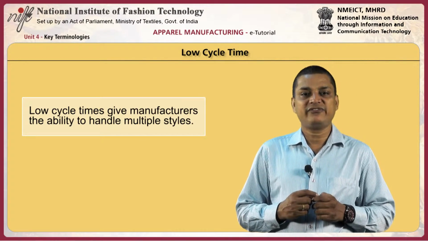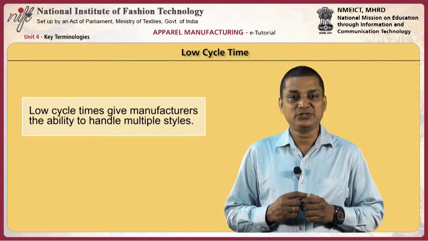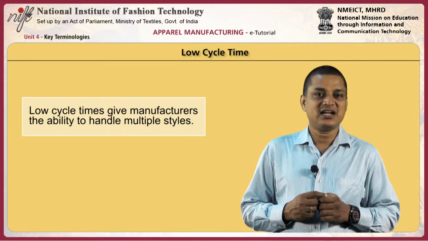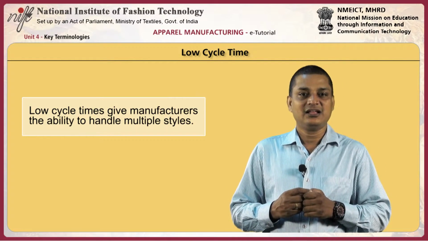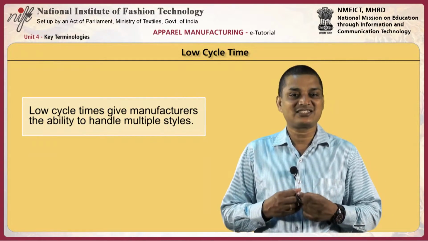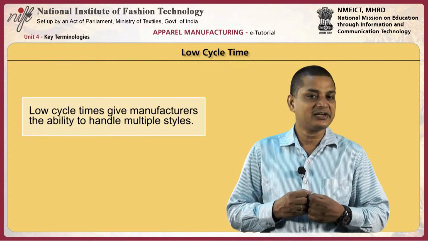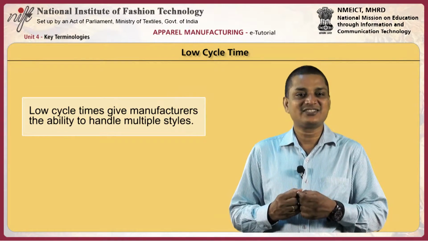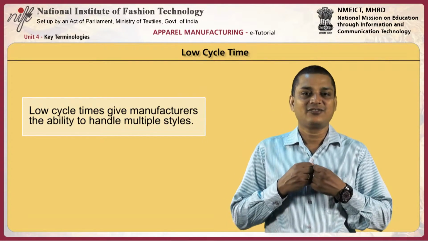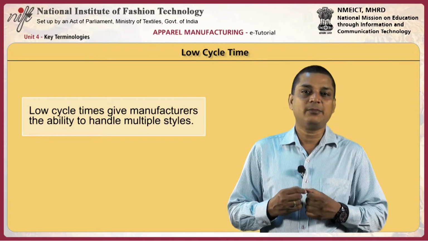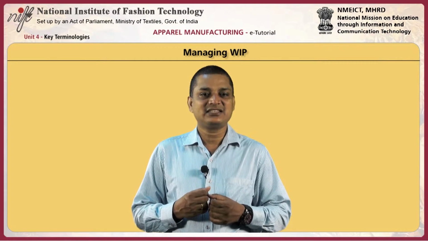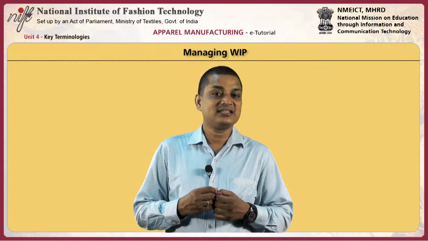Low cycle time gives manufacturers the ability to handle multiple styles. Clients are looking for manufacturers that can meet production schedules, that can handle multiple styles, and since they want to invest as little as possible in inventory, only factories that work with low WIP will be able to sell their services. Work in progress can be managed efficiently in many ways.